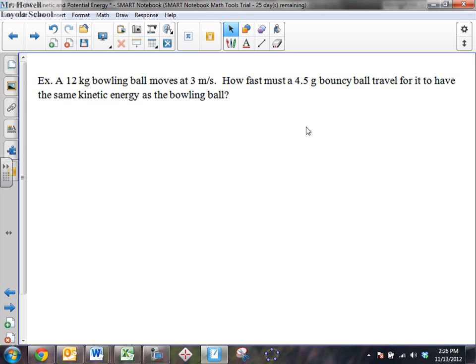So right away for this problem, for a bowling ball to have the same energy as a bouncy ball, that bouncy ball has got to be going pretty fast, right? Because the bowling ball is so massive that naturally it's got a lot of energy. It's got a lot of inertia to it, got a lot of mass. So for this problem, our answer should be something larger than 3. Because the bowling ball is moving at 3 meters per second, the bouncy ball has got to be moving faster than that to compensate because its mass is much less. Its mass is only 4.5 grams, whereas this is 12 kilograms.